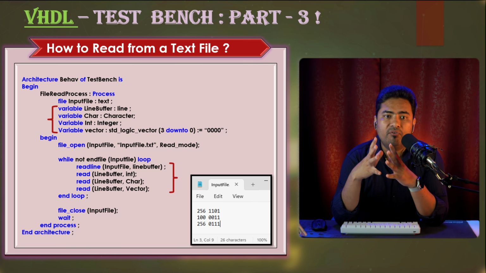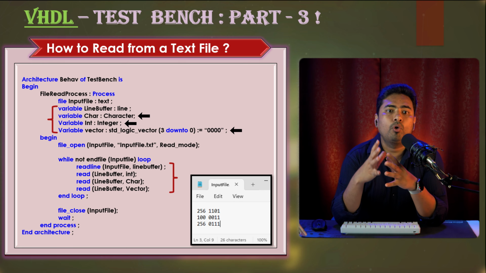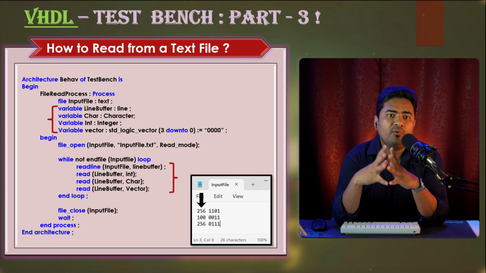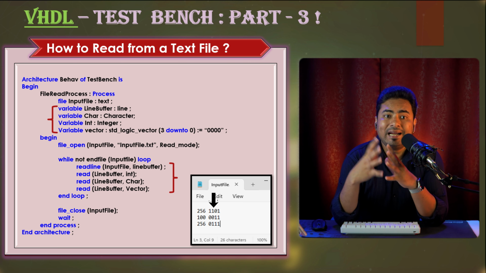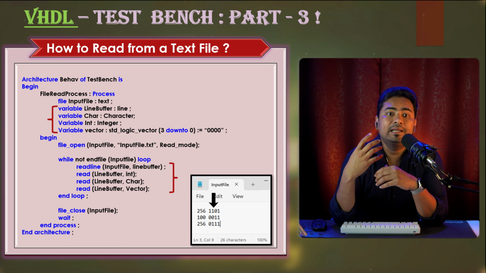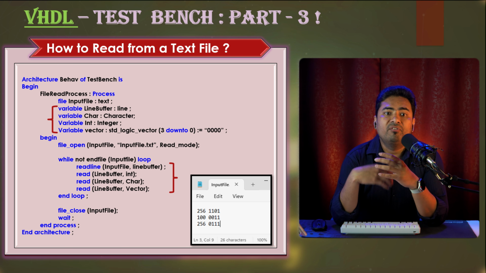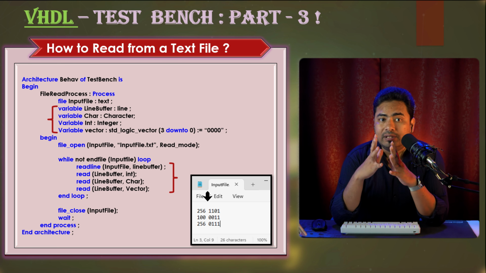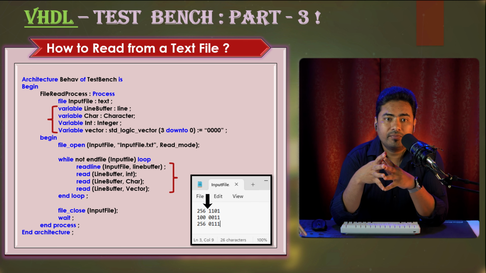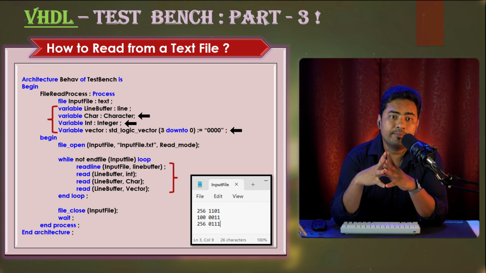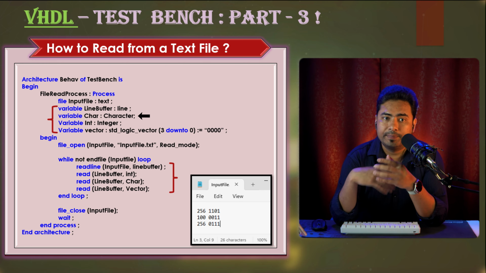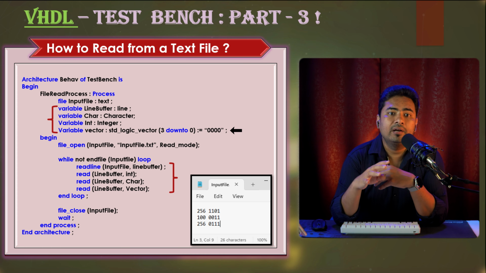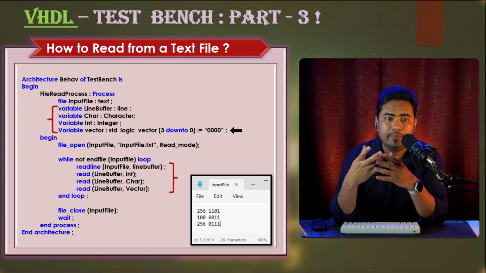Now we have to declare variables to store individual data from our line buffer. So we have two types of data. In the first column, we have integer type data, and in the second column, we have 4-bit std_logic_vector data. We also have one extra thing here, and that is a space in between these two columns. This space is read as a character. So we need to declare 3 variables here. First, we declare a character variable for the space. Then second, we declare an integer variable. And then we declare our 4-bit std_logic_vector variable.